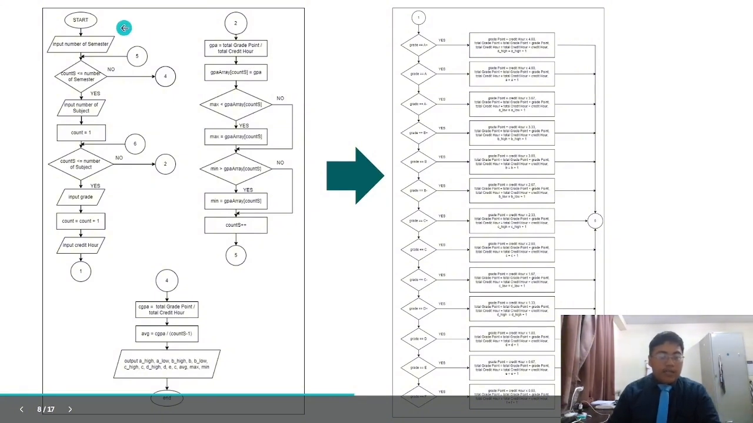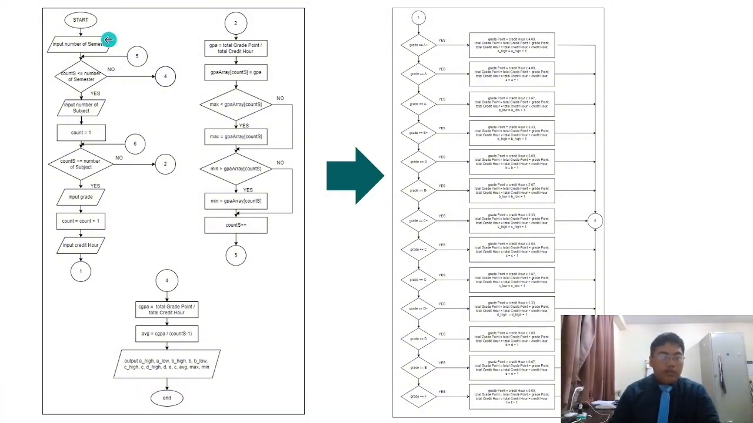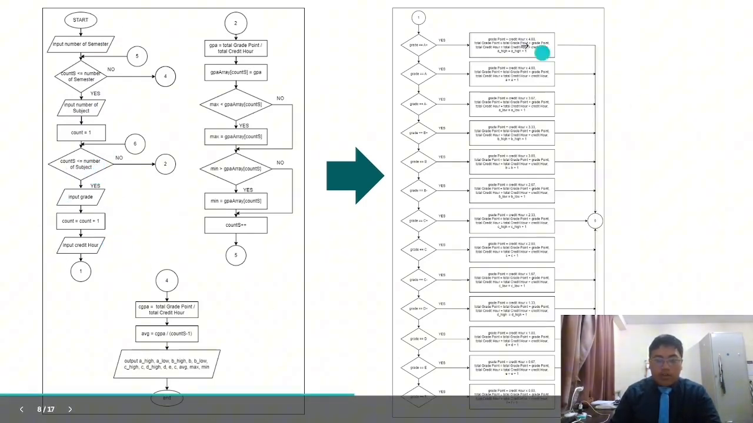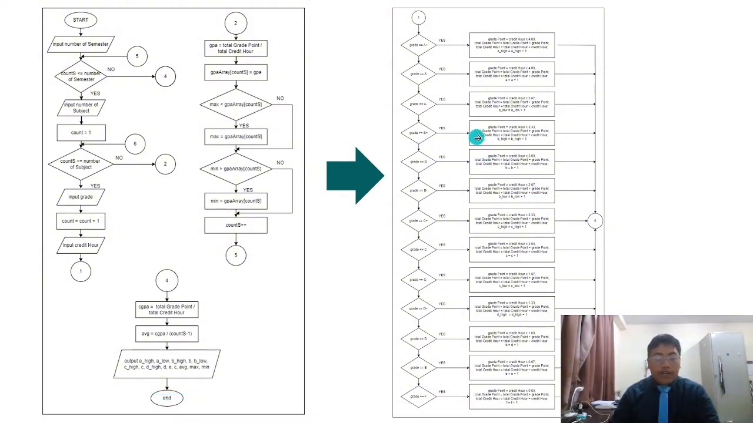Okay, first the input. We need the input for the number of semesters, also the number of subjects, and input the grade and input the credit hour. And here is the condition of the grade that the student puts. Every grade that they put has a different condition.